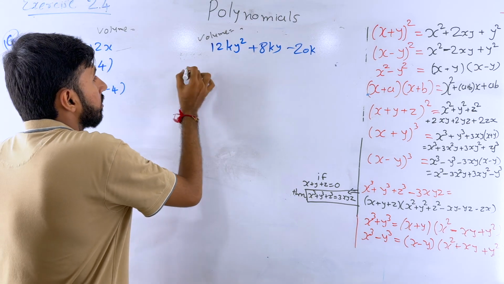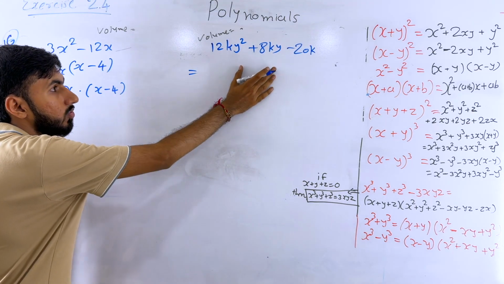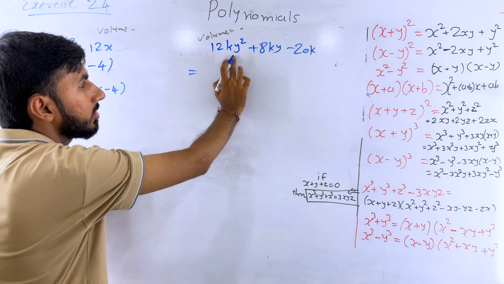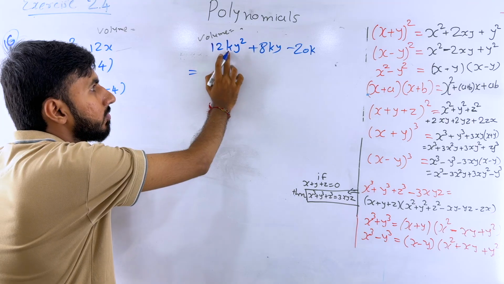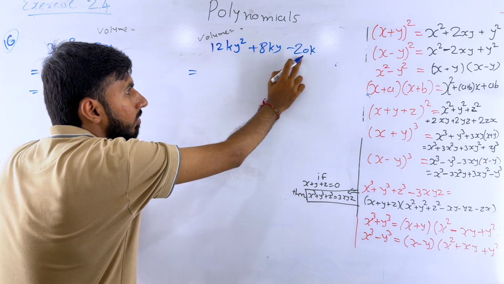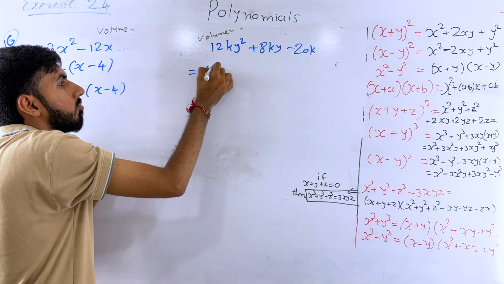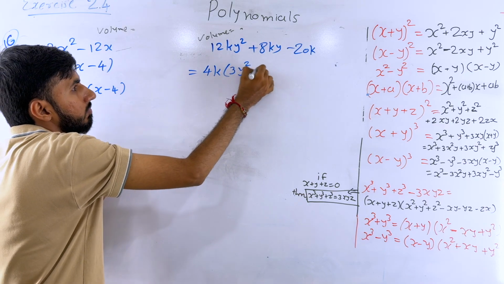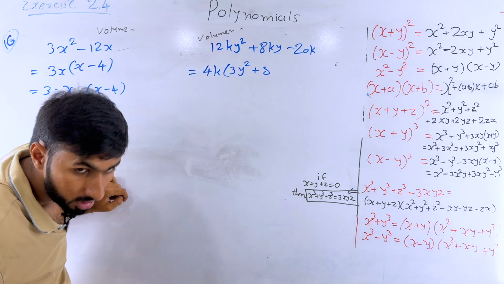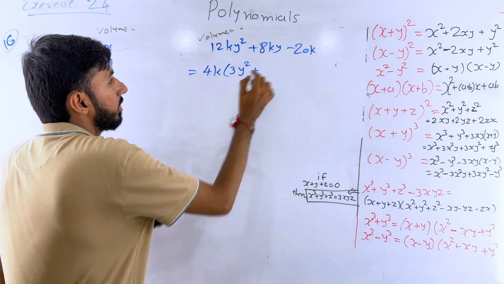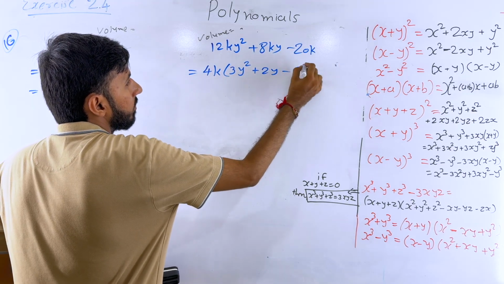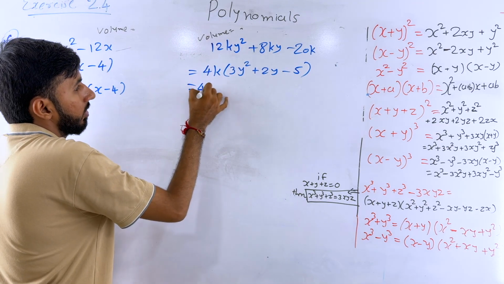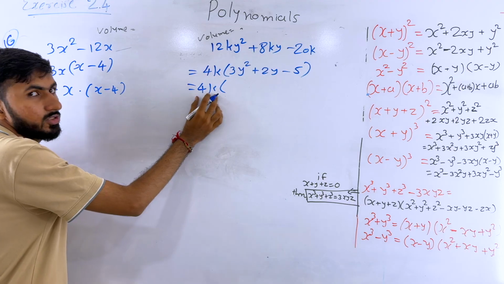Now to find the factors for this, you can take out common as 4k, right? Here I have 4 multiplied by 3, that is 12k, 4 multiplied by 2, that is 8k, 4 multiplied by 5, that is 20k. So I can take out common 4k. In the bracket I have to write 3y square plus 2y minus 5, right? So my first factor is 4k.